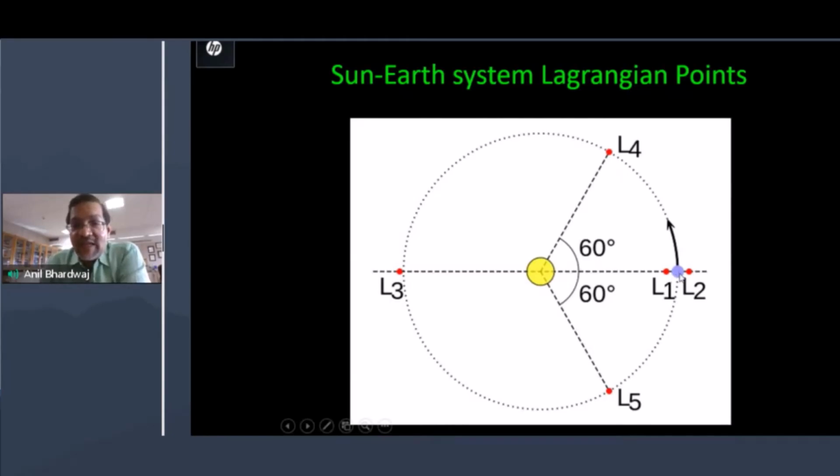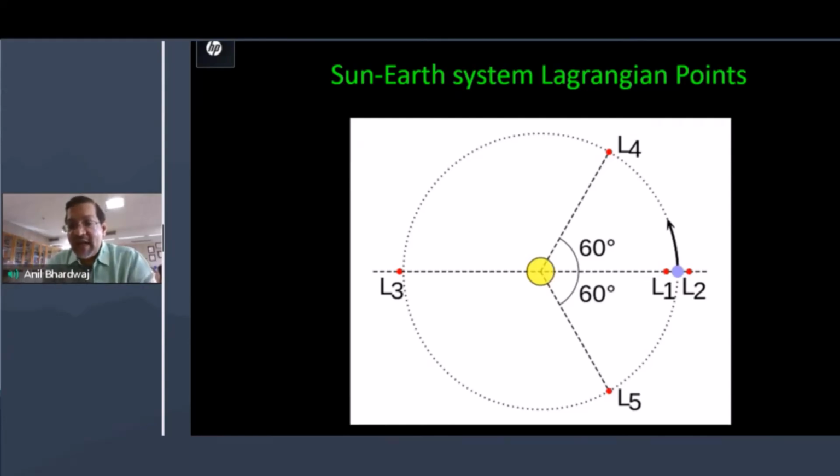So you can imagine that earth is here, this ball. I don't know whether you can see my arrow. And in the center is the sun. So the L1 point is a point between sun and earth, in front of the earth, at a distance of almost 1% of the distance between sun and earth.